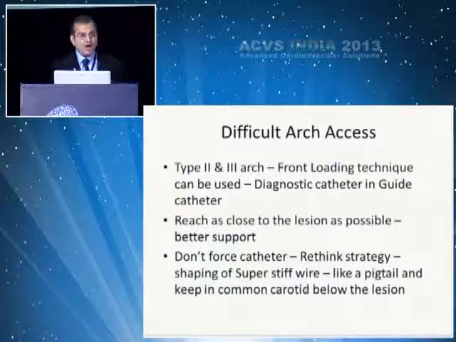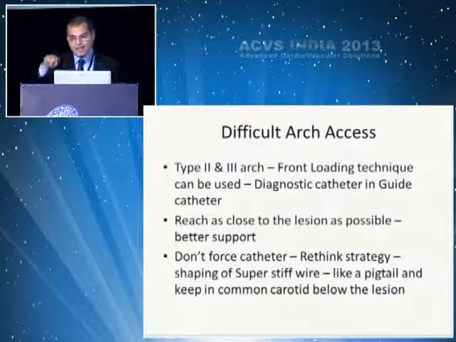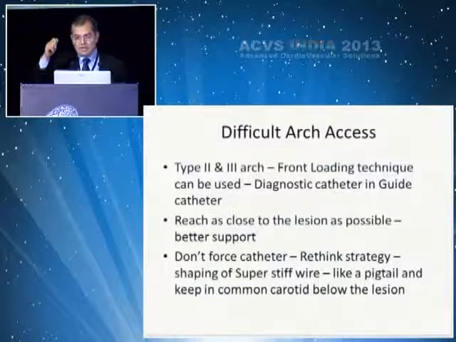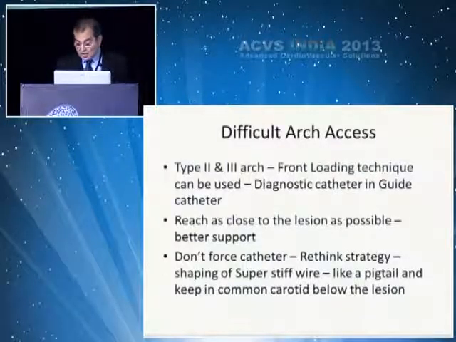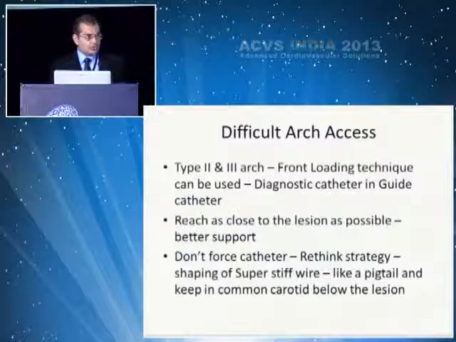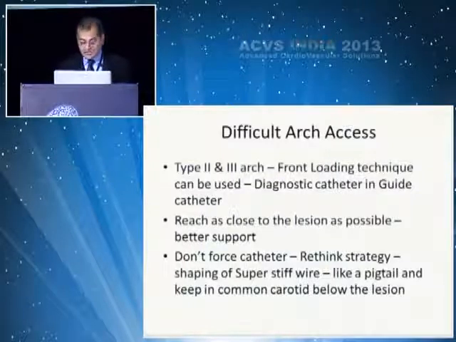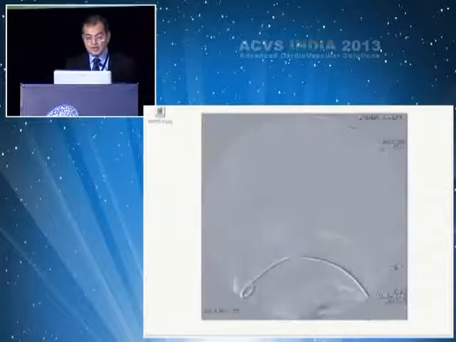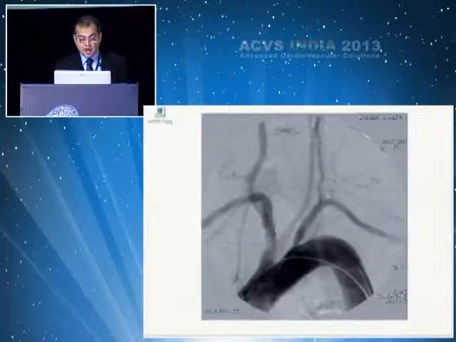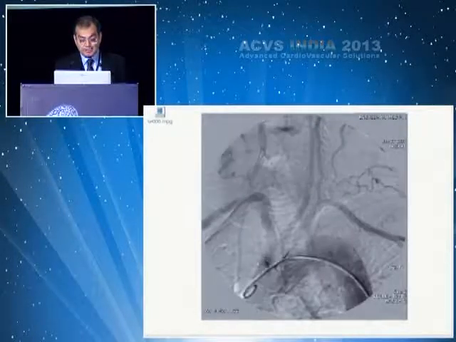You may shape some wires, for example, a super stiff wire like a pigtail, put it just below the lesion and advance. And if you think that it is not possible to approach, you should not attempt carotid angioplasty, because if you do that, you can lead to very serious complications, and the worst one is stroke.